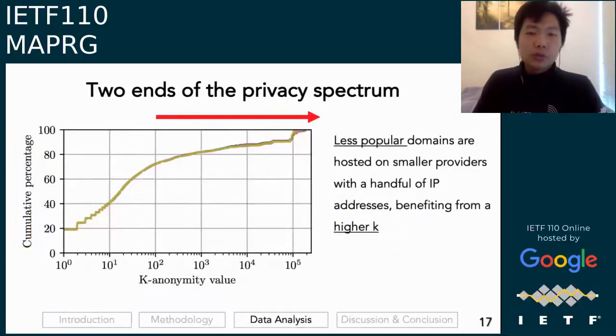So the previous two plots. Oh, sorry, 2 minutes. I just want to let you know you have about 2 minutes.